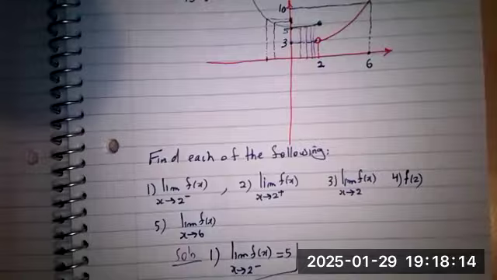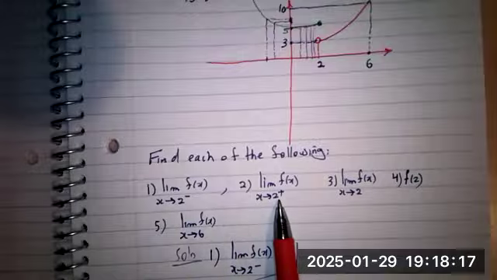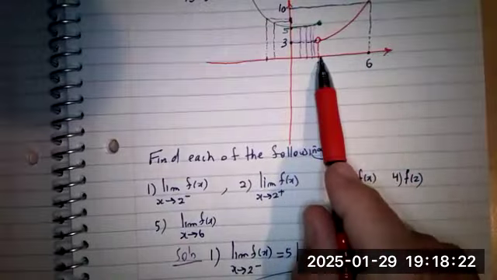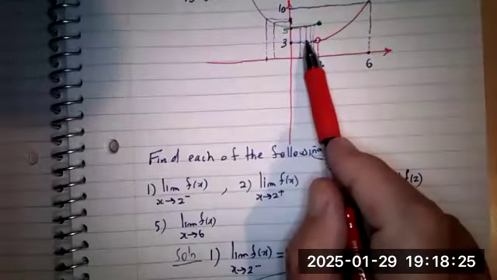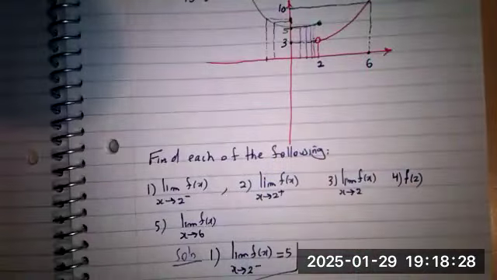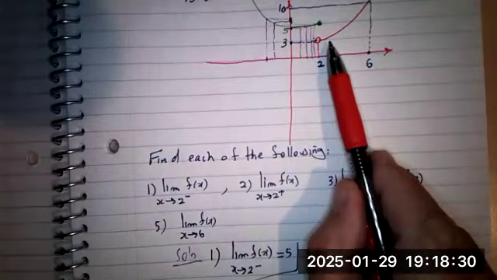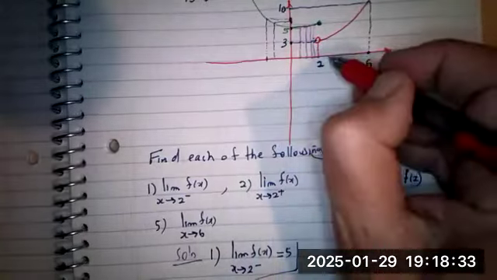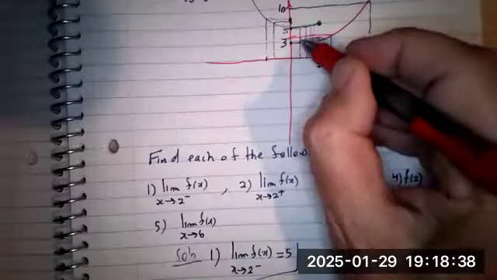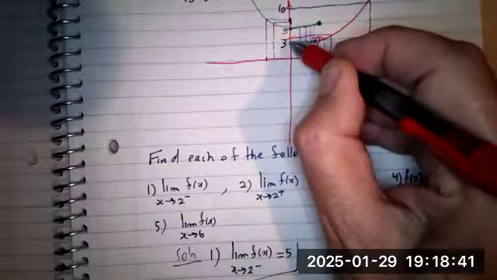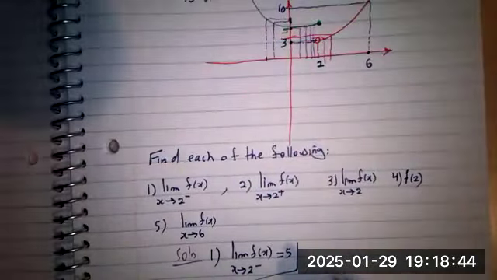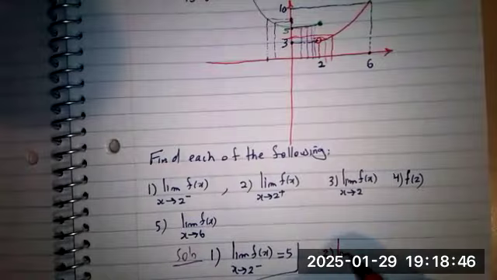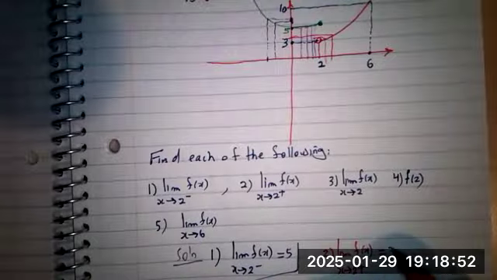Okay, are you ready for the second part? How about this one? 2 positive, this is the direction. So you have to use the red one to estimate your value. So you estimate it to what? You see? 3. When you get down to 2, the number that you register is going to be 3 here. So the second part, the limit of f of x when x goes to 2 positive gives you 3.